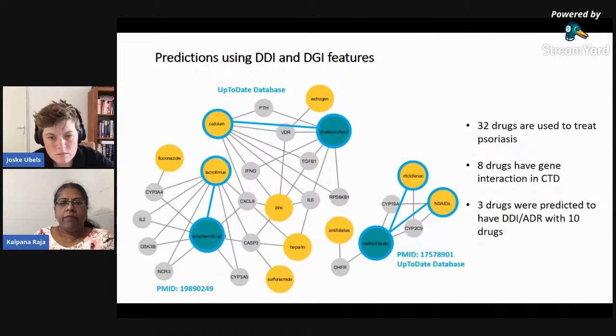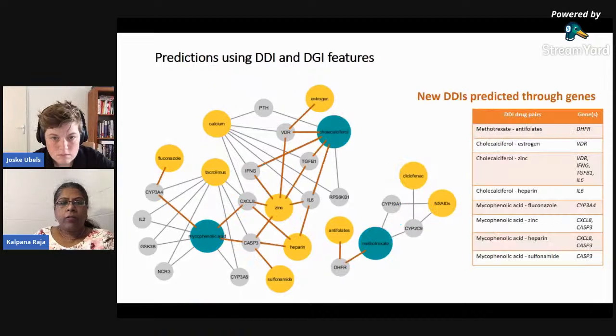As I mentioned earlier, we were able to predict the known information in the literature. So that's what I'm highlighting here. Some of it is from PubMed and some of it is from UpToDate. We were also able to predict new DDI and ADR information. I'm highlighting here, it's a lot. This is the model and this is the prediction.